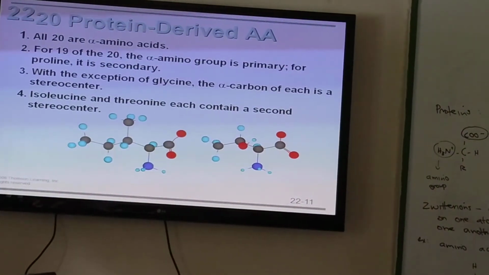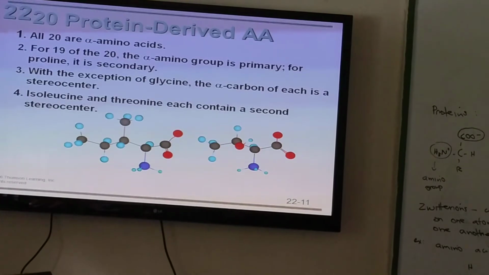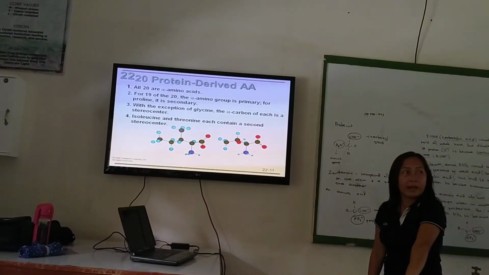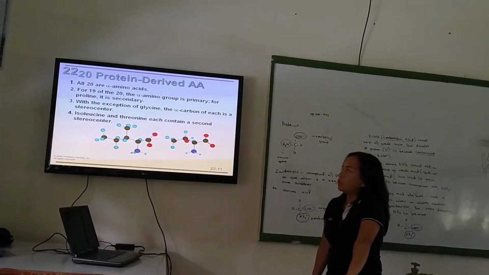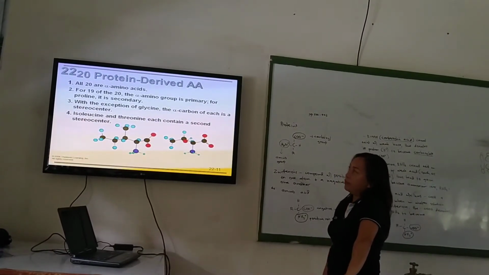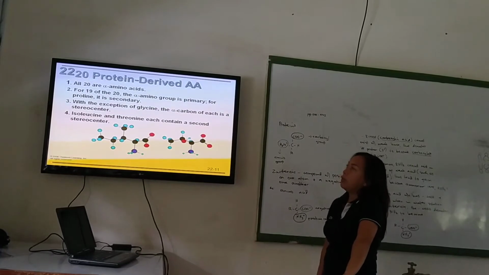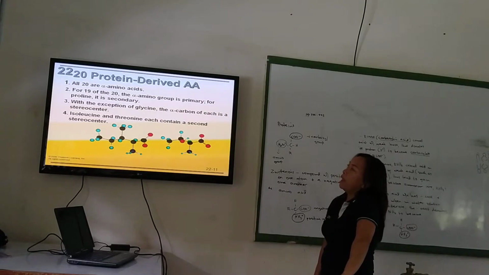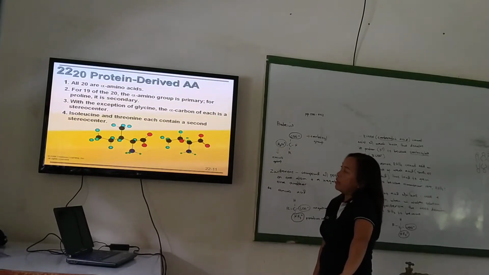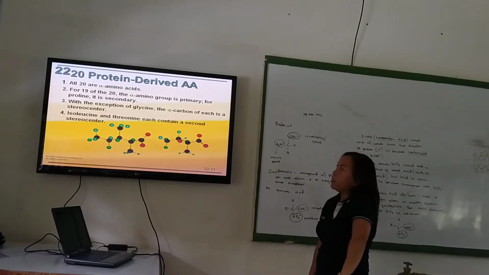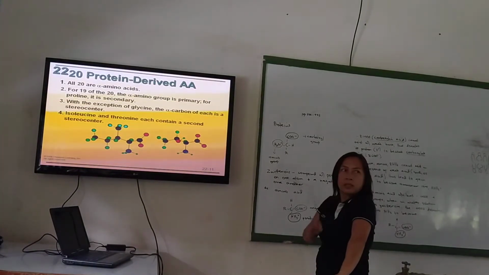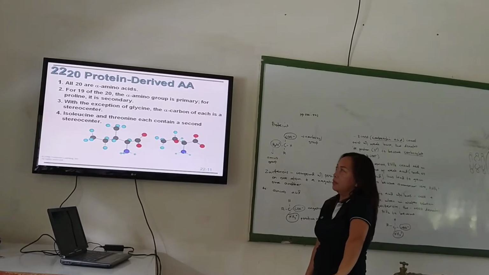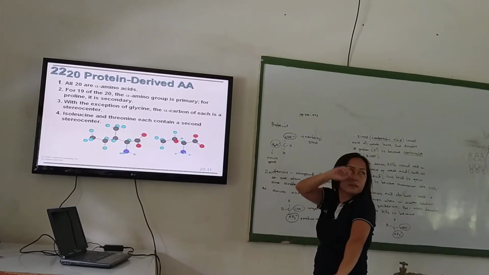Now, all 20 are alpha amino acids. So that's how we commonly write them, these amino acids in the form of an alpha. Now, out of the 20, 19 have an alpha amino group that is primary. You say primary, linear. For proline, it is secondary. Secondary is helical.